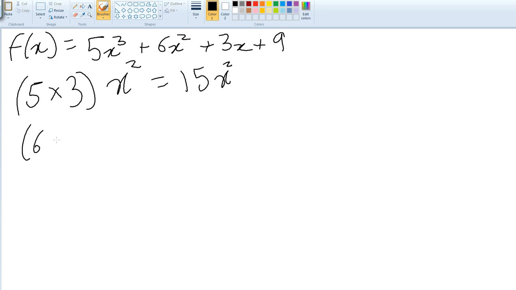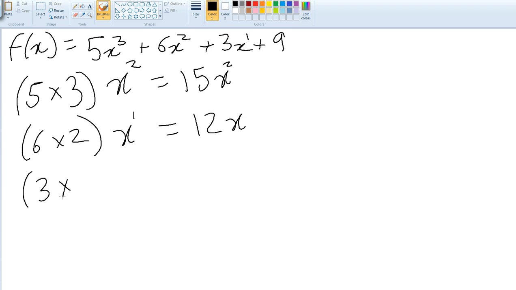Next we'll do 6x squared. So 6 times the power of x, 2, times x, but decrease the power, 2 minus 1 equals 1. So 12x to the 1, which is just the same as 12x. So now we need to do 3x, which is exactly the same, if it helps, as 3x to the 1. So 3 times the power, 1, times x to the 1 minus 1, which equals 0. And we know from indices laws that anything to the power of 0 equals 1. So here we've got 3 times 1 equals 3.